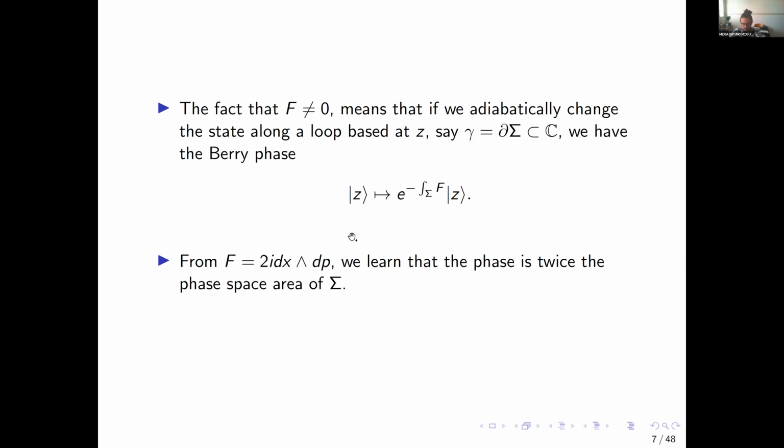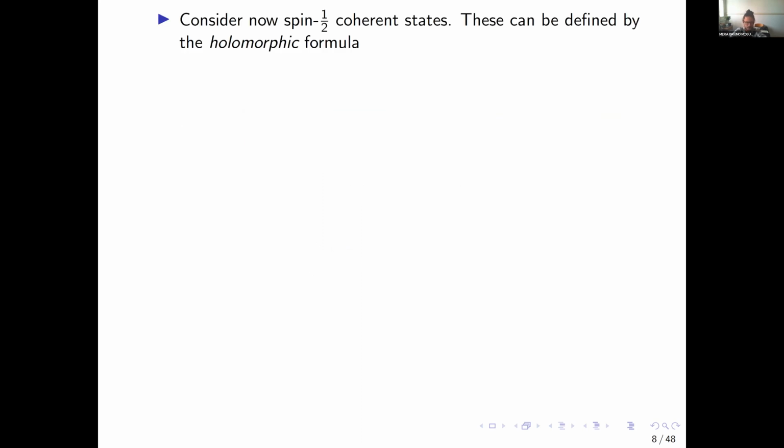Okay, let us continue. So now let us move on to a different example. Let us consider spin 1/2 coherent states. They can also be defined through a holomorphic formula. So here, sigma minus is the Pauli matrix, sigma minus, okay?